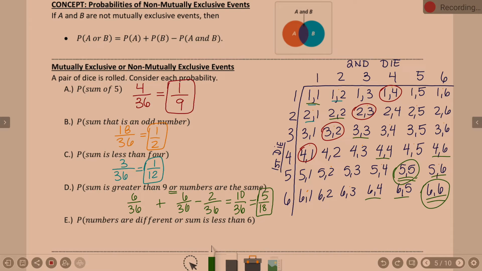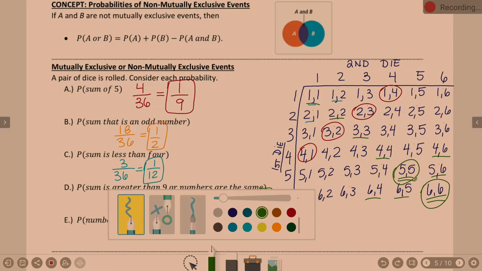Okay? So right there, this is the idea that those two events were not mutually exclusive. They overlapped, and when that happens, we have to subtract off any overlap, which is what we were doing up above with the area yesterday. Okay, one more. The probability the numbers are different, or the sum is less than 6.